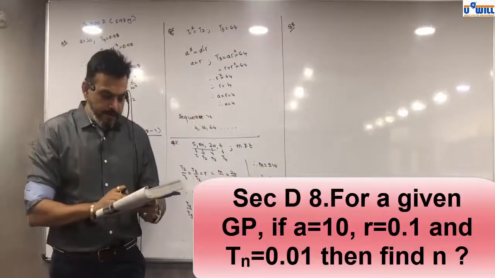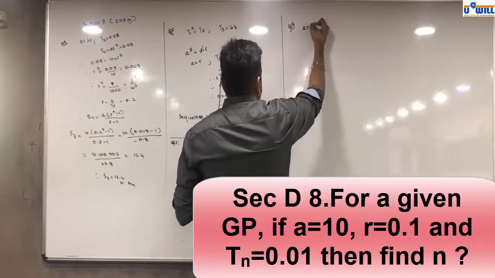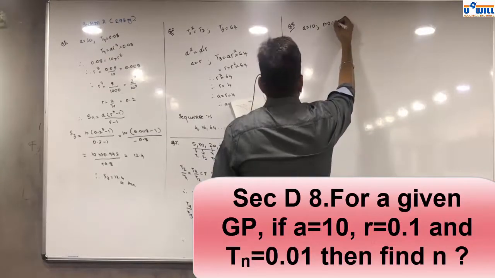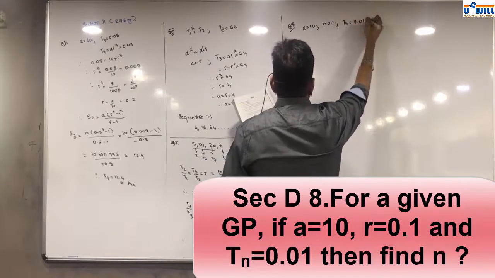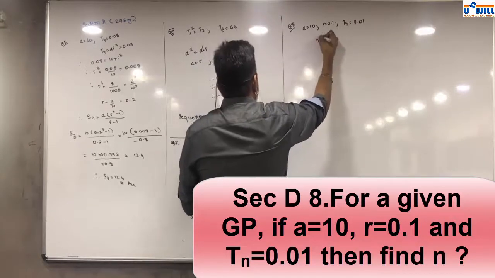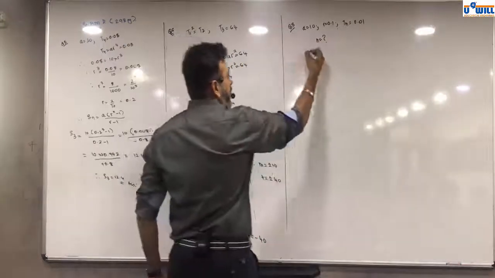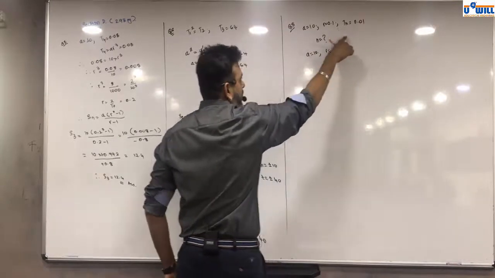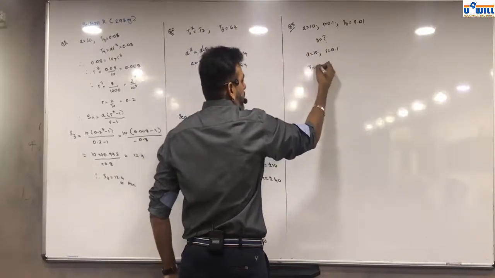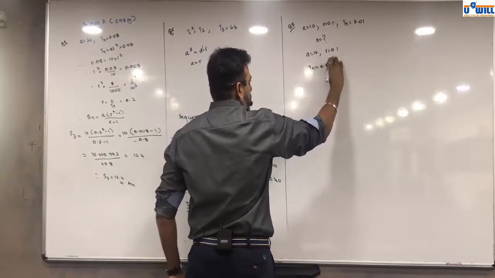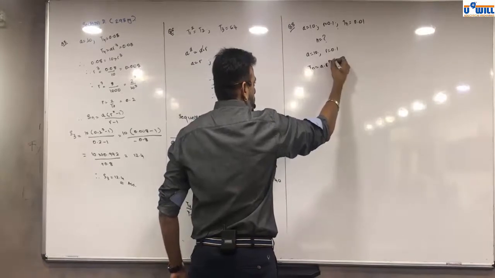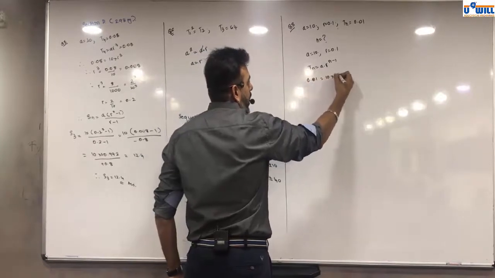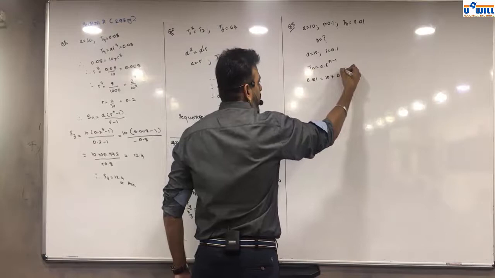Now, question 8. For a given GP, A is equal to 10, R is equal to 0.1 and Tn is equal to 0.01. We have to find the value of n. So Tn is equal to A into R raised to n minus 1. Tn is 0.01 is equal to A is 10, R is 0.1 raised to n minus 1.